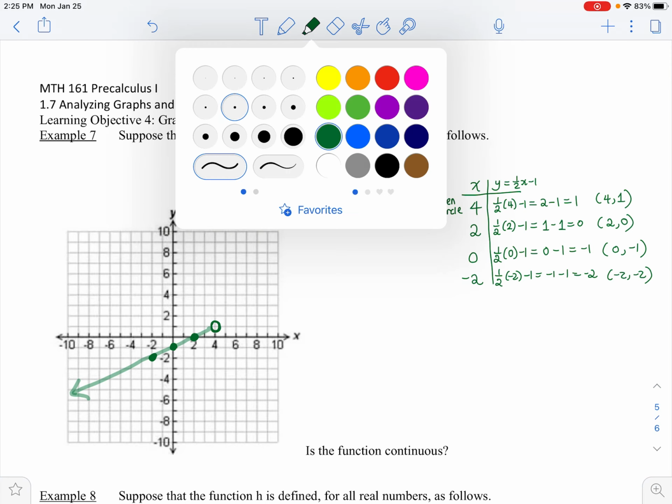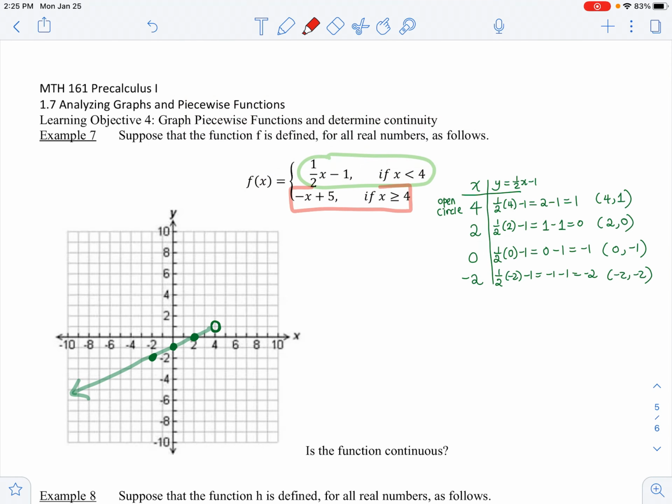All right, the second piece, let me use a red pen. I'm using this bottom piece if x is greater than or equal to 4. So, x and y table. If x is 4, remember what kind of circle I want to draw for these greater than or equal to. I will plot a closed circle over here. If I plug in 4 into the bottom function, which is negative x plus 5, I will get negative 4 plus 5. And that's 1. So let me plot a closed circle at 4, 1. 4 to the right, up 1.